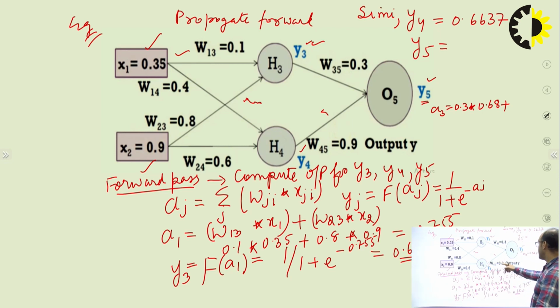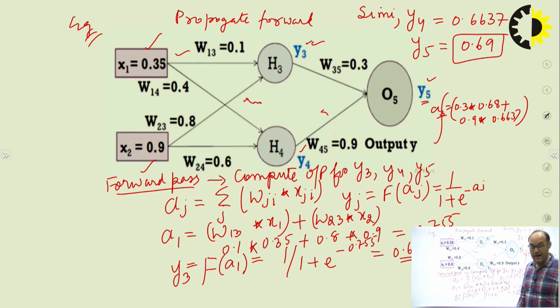So 0.9 multiplied by 0.6637 है ना. This will be calculated here. Then again activation function will be calculated here. 1 upon 1 plus e to the power minus x. This will be calculated and we will get the value of y5 that comes out to be 0.69, ठीक है. And this 0.69 is my network output. Okay students, network output, ठीक है. This is the network output.